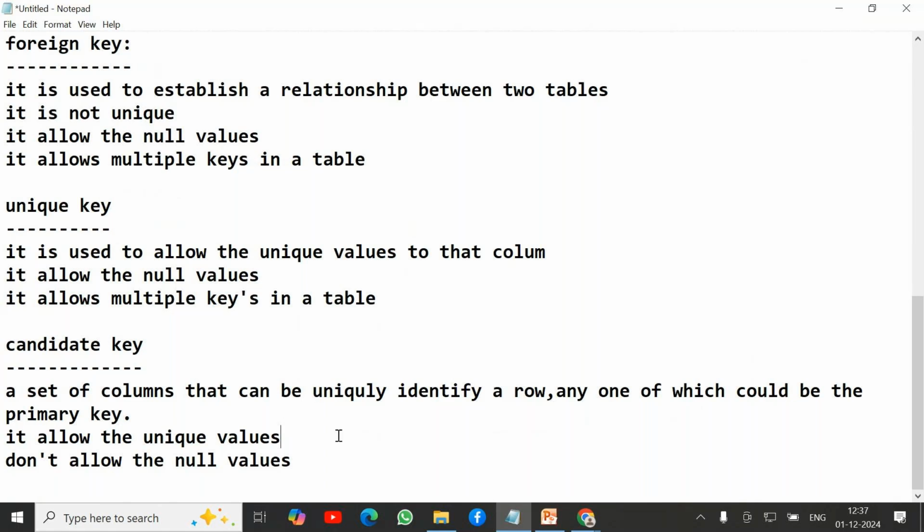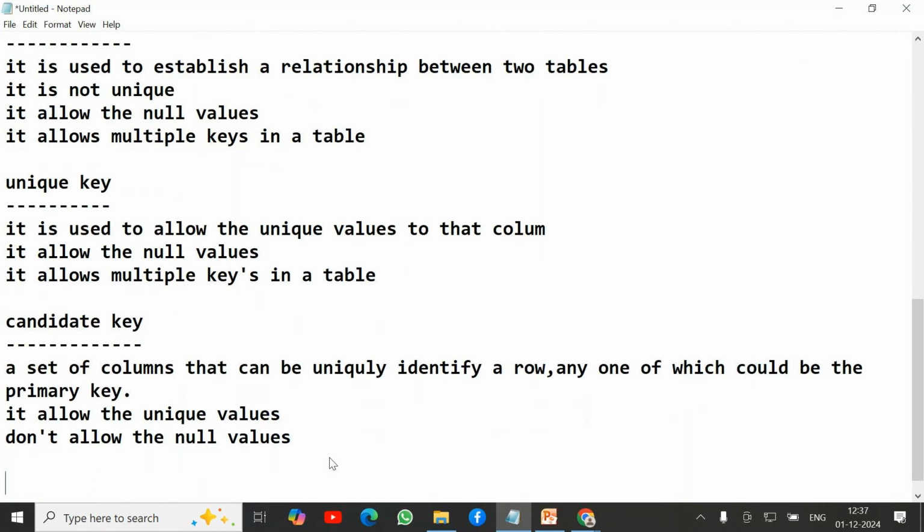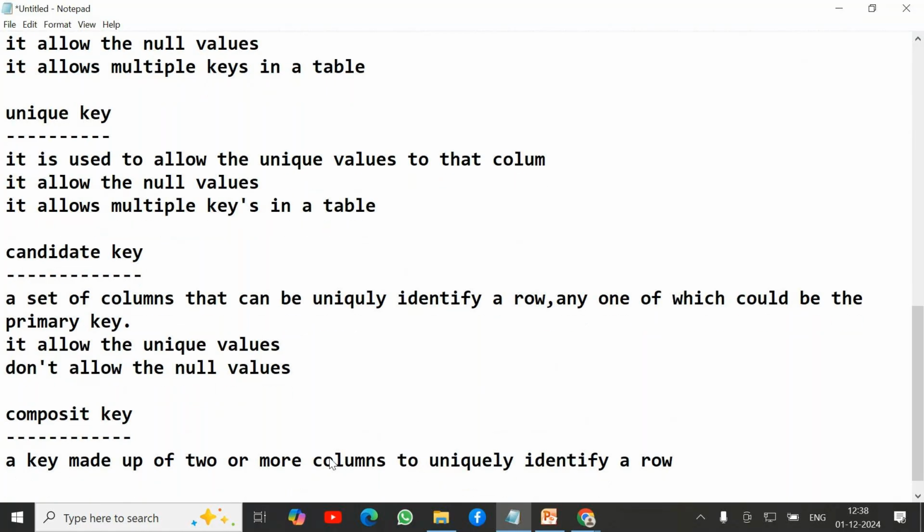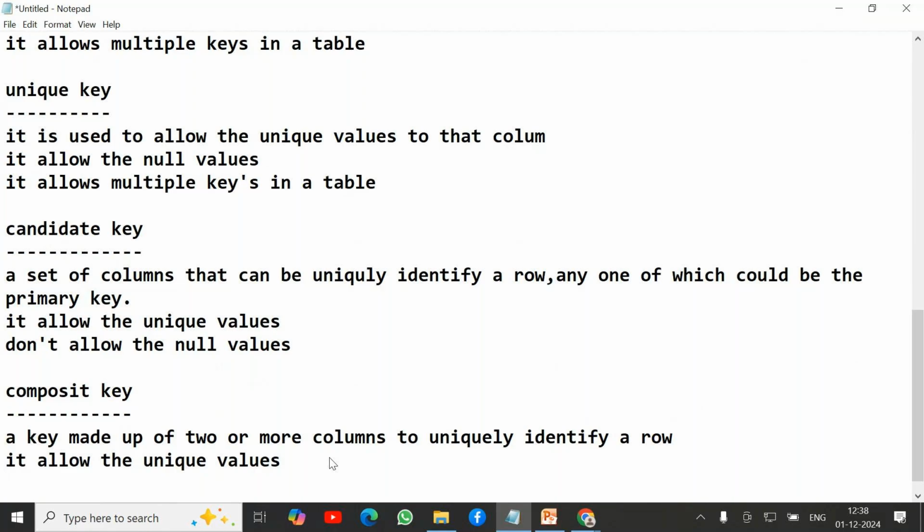Next key is the composite key. A composite key is a key made up of two or more columns to uniquely identify a row. It allows unique values and doesn't allow duplicates. It doesn't allow null values.